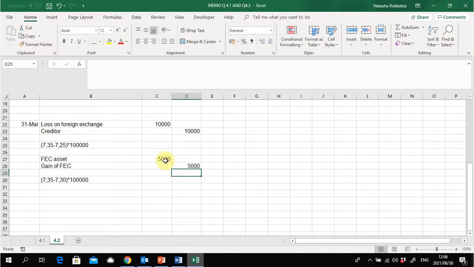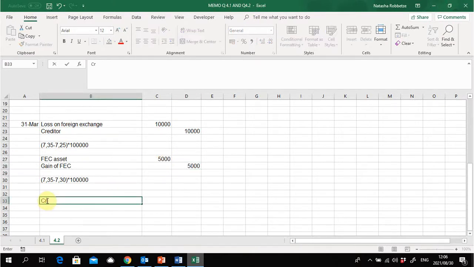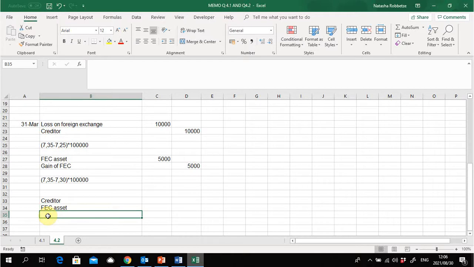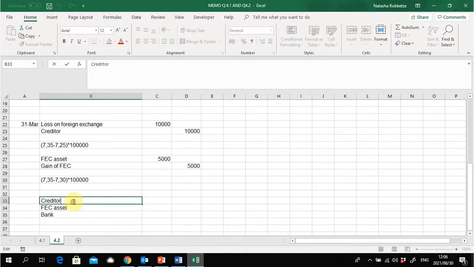So now I need to close off and pay the creditor. So I'm going to make an entry for the creditor. I need to close my FEC asset because when the transaction is done, the FEC asset will no longer exist. And then out of my bank account, I need to pay the foreign creditor. So the foreign creditor is then charging me 7 Rand 35, the spot rate, times $100,000 on the day that I need to make payment.